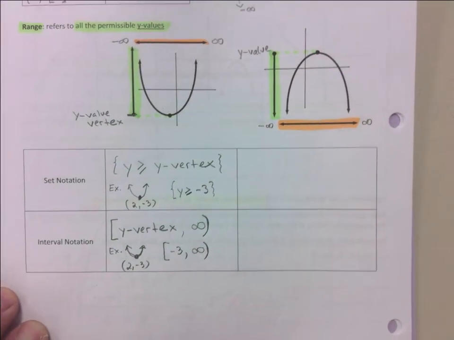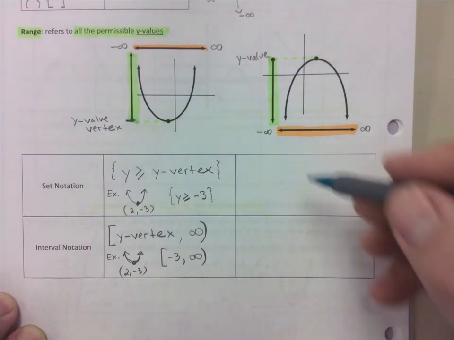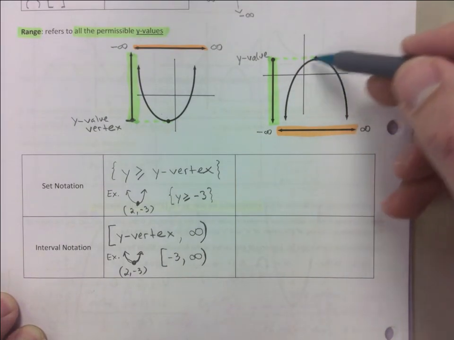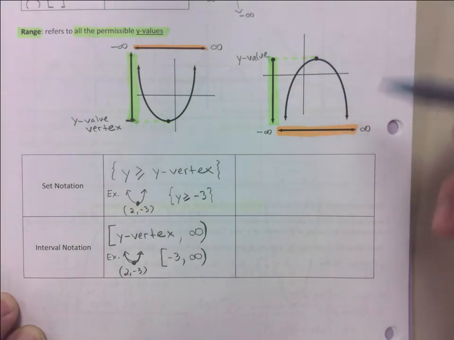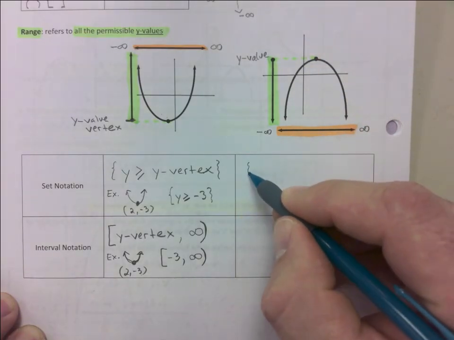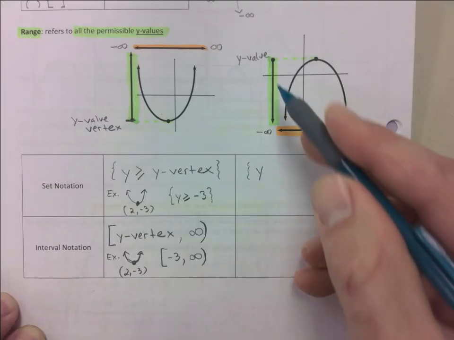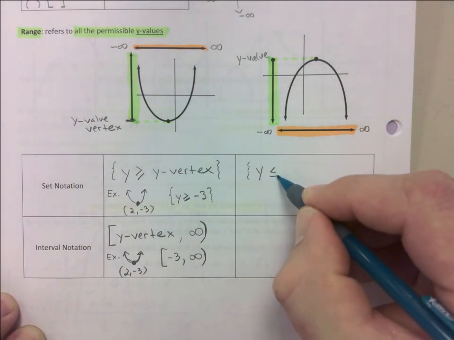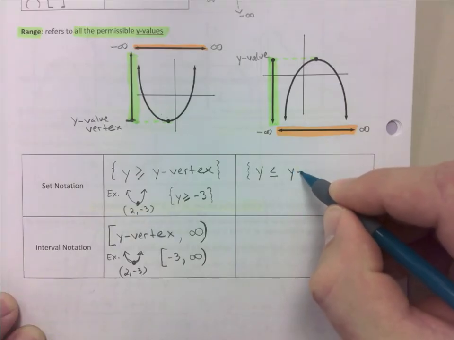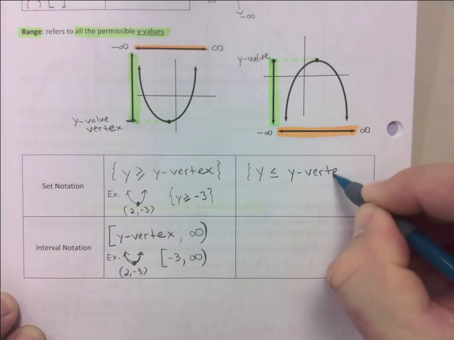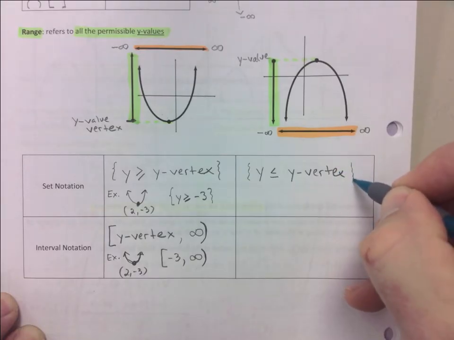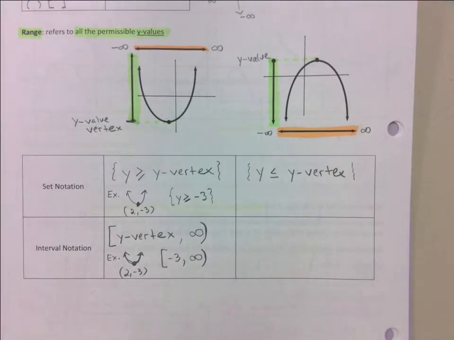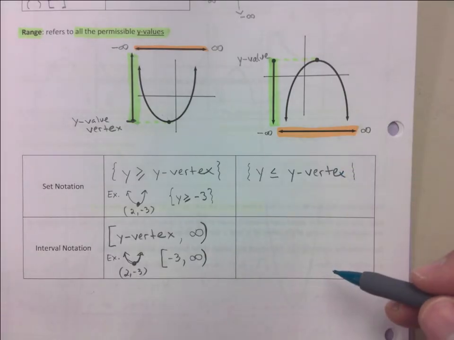What if it's pointing down? If it's pointing down, then it obviously does this. So for set notation, we would go y is less than or equal to the y of the vertex. So getting the vertex is going to be crucial for your range. You need to figure out the vertex to be able to do the range, okay?